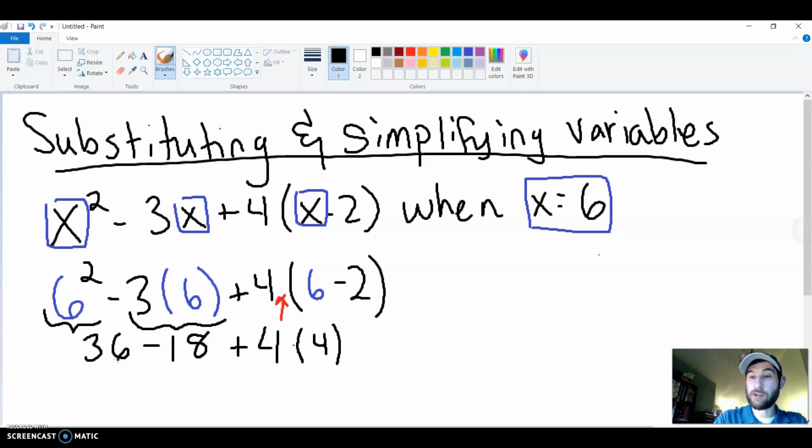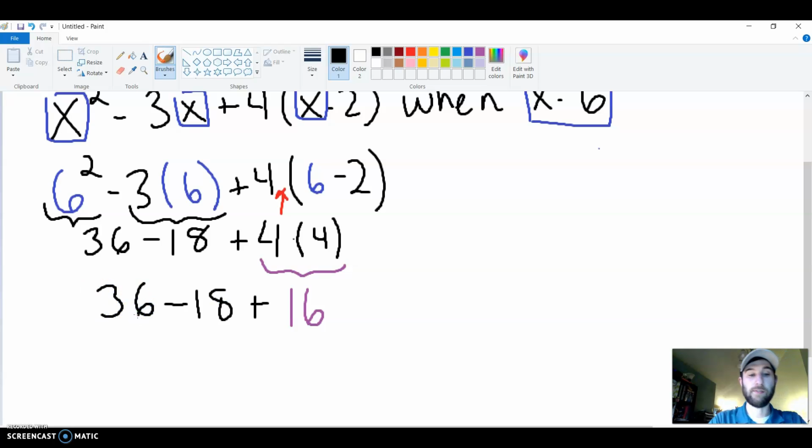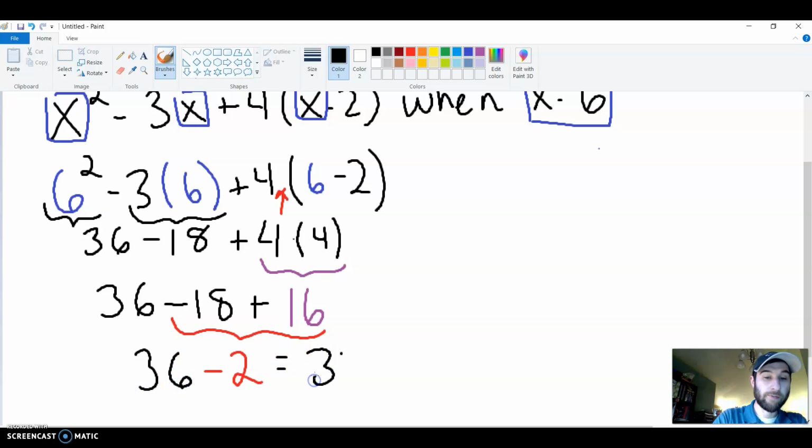So we'll go ahead and scroll down here just a smidge. And now let's go ahead and take care of this last step, multiplication. 4 times 4 is 16, so we have 16. That's being added to this negative 18, which is being subtracted from this positive 36. So ladies and gentlemen, we have 36 minus 18 plus 16. So let's go ahead and take it in order. Negative 18 plus 16, well that really is just subtraction. Negative 18 plus 16 is a negative 2. So we have 36 minus 2, which is 34.